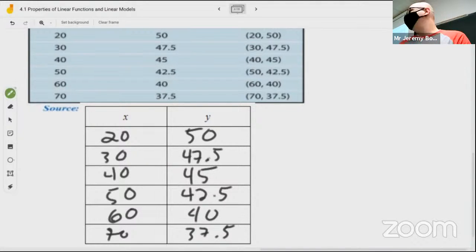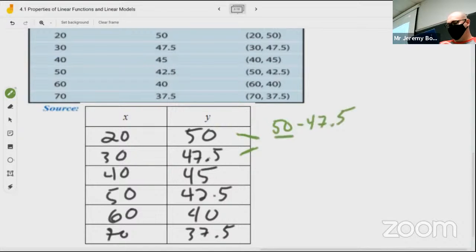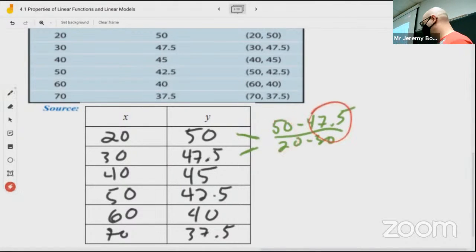And so what we're going to do is take the (20, 50) and the (30, 47.5), and figure out what's the slope between those two. I like to put these little lines here showing, okay, this is what I'm working with. So I'm going to do 50 minus 47.5 over 20 minus 30. Now, you can do 47.5 minus 50. It's just that the denominator would then need to be, anybody know? 30 minus 20, right? So whatever order you put them in, remember the same order pairs need to be over each other.